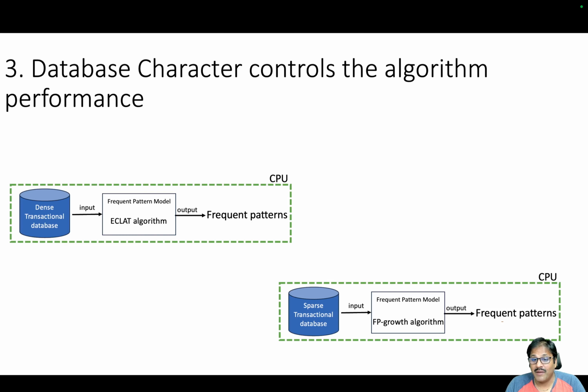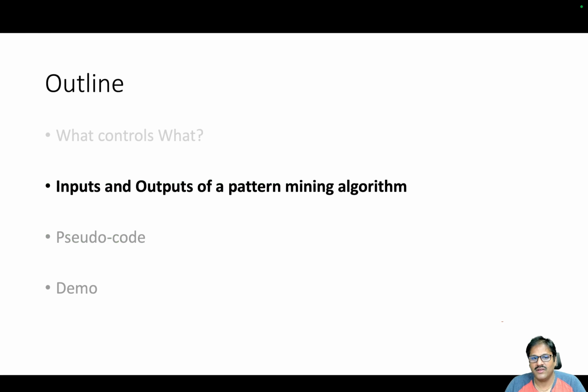If your database has sparse characteristics, then FP growth is the better choice. ECLAT works, but it should not be your first choice. So this understanding you need to know. Once you understand these three parameters, then it becomes very easy to understand how to use a pattern mining algorithm and how to provide its inputs and outputs.